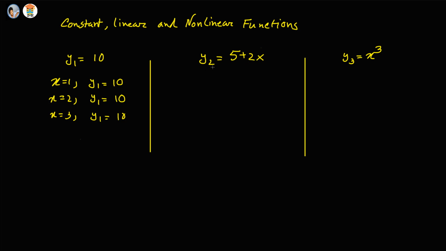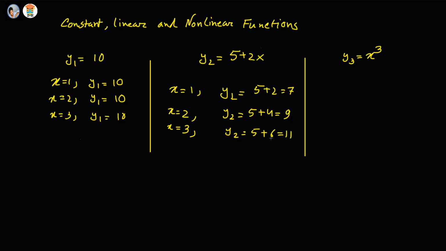Now, for the second function, y2 equal to 5 plus twice x, here if x is equal to 1, y2 equal to 5 plus 2 is equal to 7, x equal to 2, y2 equal to 5 plus 4 equal to 9, x is equal to 3, y2 equal to 5 plus 6 is equal to 11. Here, this is a linear function. Why is this linear? If you look closely, you will see that as the value of x increases, the value of y increases by exactly the same amount. Here, the increase in the value of y2 is 2. Here also the increase in the value of y2 is 2.